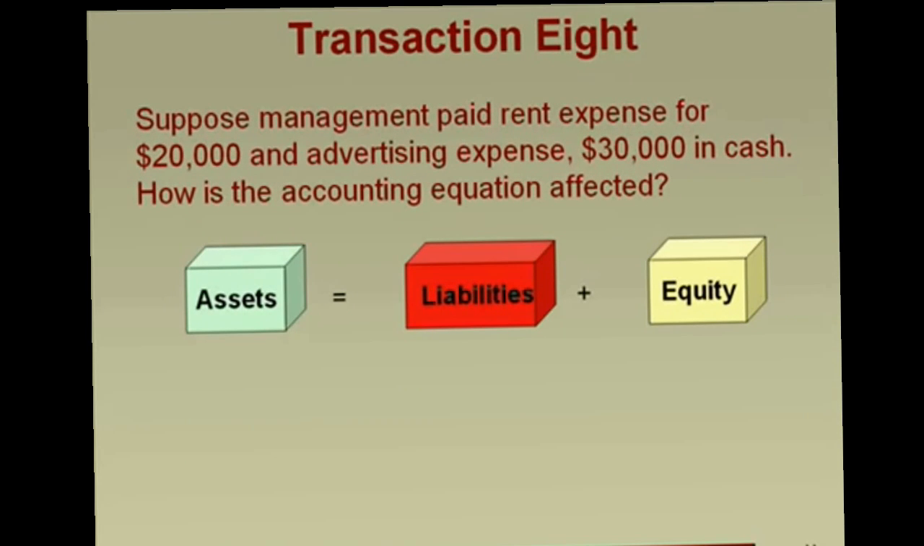Suppose management paid rent expense for $20,000 and advertising expense $30,000, both in cash. $20,000 for rent in cash, $30,000 for advertising in cash. How is the accounting equation affected? Let me put the balance as it stands now. There you go. Stop this recording and try this transaction. Start again when you're done.